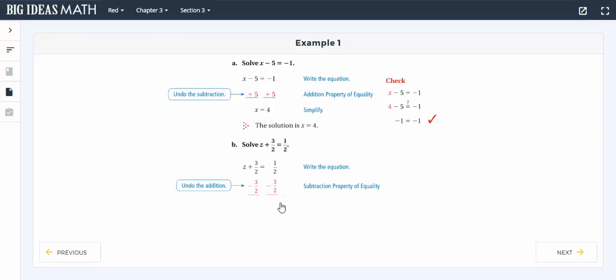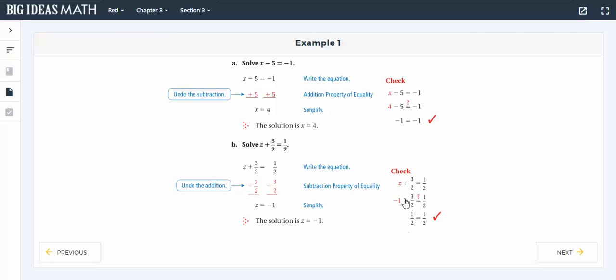And 1 half minus 3 halves is going to be a negative 1. Because it's going to be 1 half minus 3 halves. 1 minus 3 is negative 2 over 2. Negative 2 over 2 is reduced to negative 1. So then the solution is going to be negative 1, but we got to plug her back in and check it out.